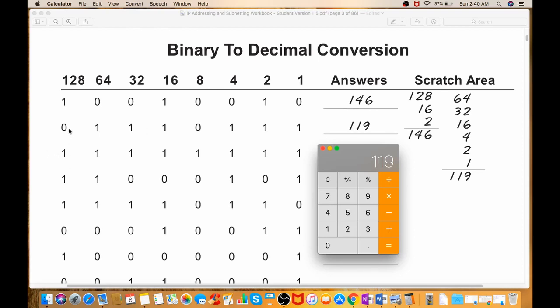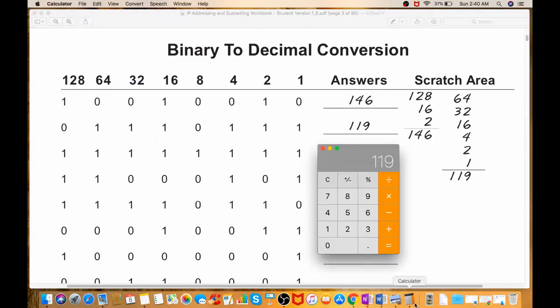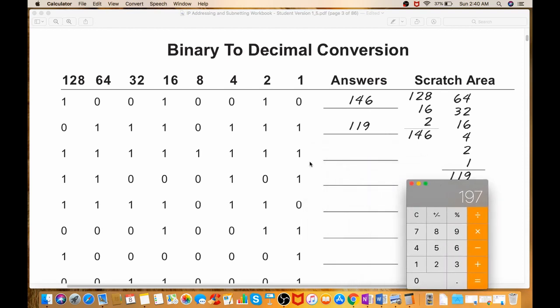Now for the third one. On the third one, you see that every bit value is turned on. As we saw before, when you add up all the bit values, you get 255. For the fourth one, we have 128 plus 64, which equals 192. Plus 4. And 1 for the last bit value. So we're going to add 5 to this. And the decimal conversion for that string of bits is going to be 197. Go ahead and pause the video and finish the rest of the table on your own.